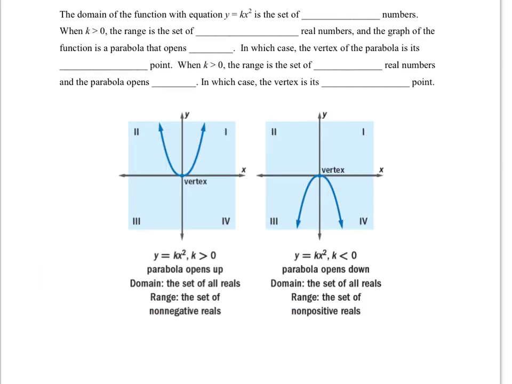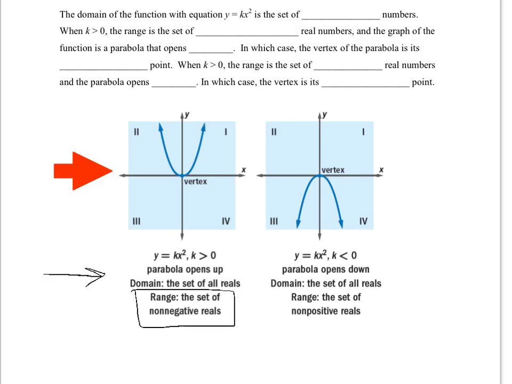If you look at the labeling down below these graphs, it shows all of that. So for the graph on the left, y equals kx squared, k is greater than 0. So when k is a number greater than 0 and it's multiplied by x squared, that graph is going to open up. It's going to be a smiley face parabola. The domain is the set of all real numbers, and the range is the set of all non-negative reals.